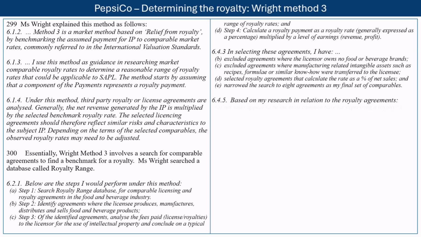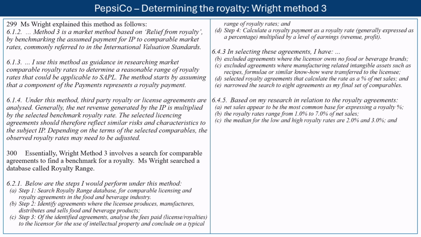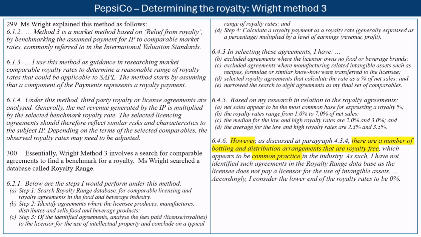Based on my research in relation to the royalty agreements, net sales appear to be the most common base for expressing a royalty percentage. The royalty rates range from 1 to 7% of net sales. The medians for the low and higher royalty rates were 2% and 3%, and the averages for the low and higher rates were 2.3 and 3.5. And I think she throws in the average here because she's a bit given up on the judge, right? However, she goes on to say, as discussed in 434, there are a number of bottling and distribution arrangements that are royalty-free, which appears to be the common practice in this industry.